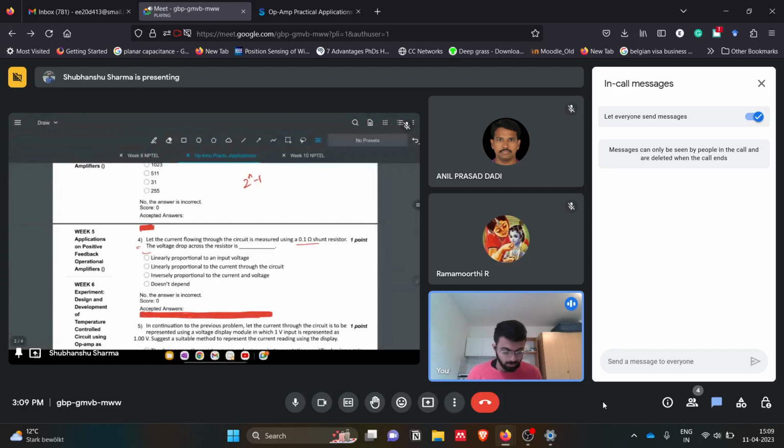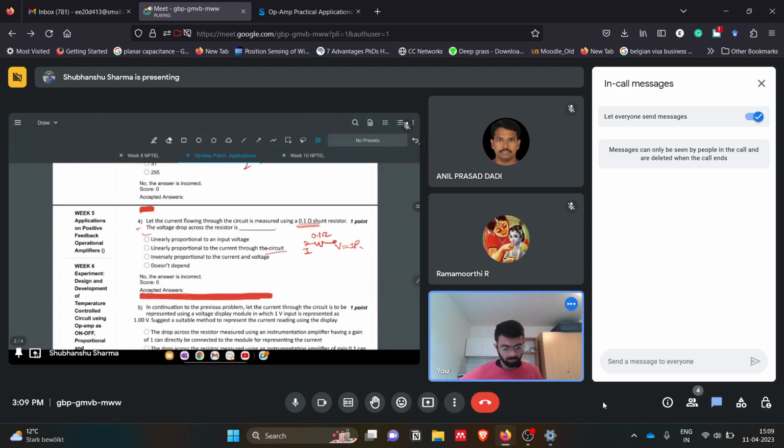So first is, let the current flowing through the circuit be measured using a 0.1 ohm shunt resistor. The voltage drop across the resistor is, so we have a 0.1 ohm resistor, and whatever current will be flowing, the voltage will be IR. So it will be directly, linearly proportional to the current through the circuit.